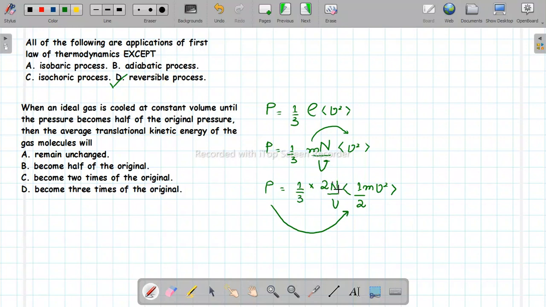This 2, 3, total number of molecules and the volume of container are constant. So this makes us conclude that pressure is equal to constant times average kinetic energy, right? And so we can say that pressure is directly related to average kinetic energy. Now we can answer this question. They are saying the pressure is halved, tell what would be the effect on average kinetic energy. So looking at this equation we can say that average kinetic energy should also become half because they are directly related to each other.